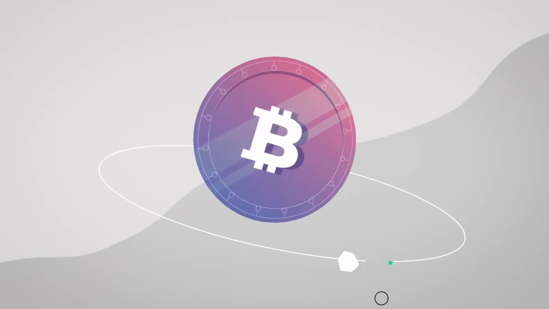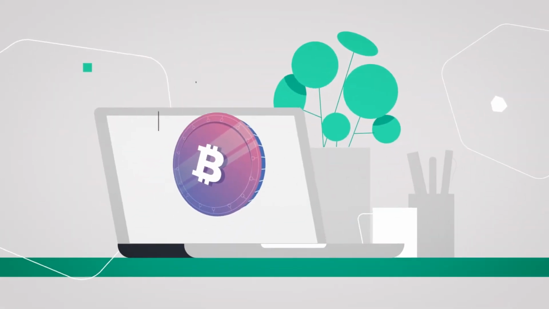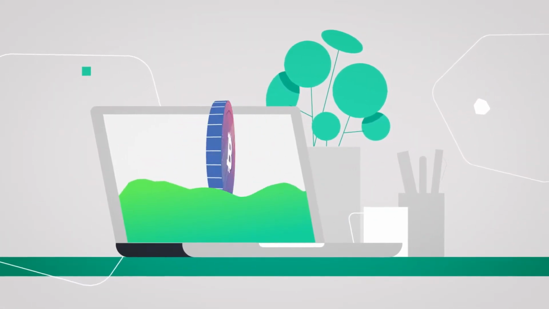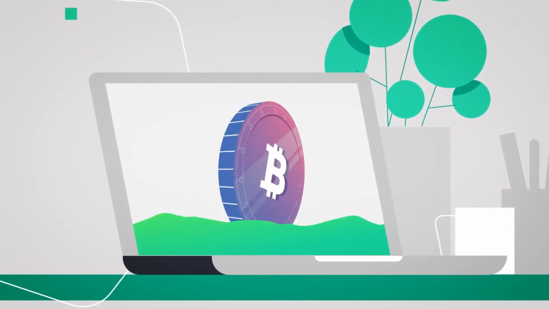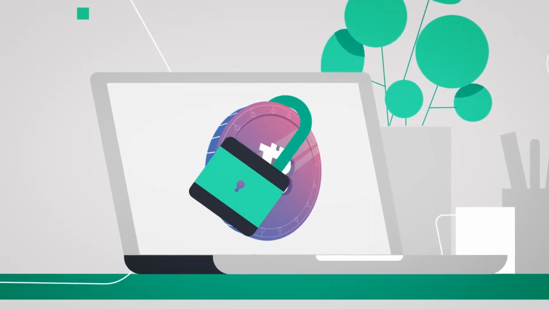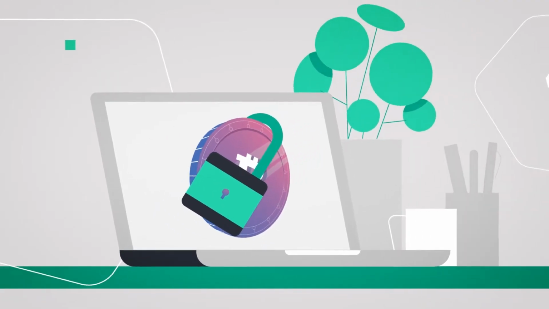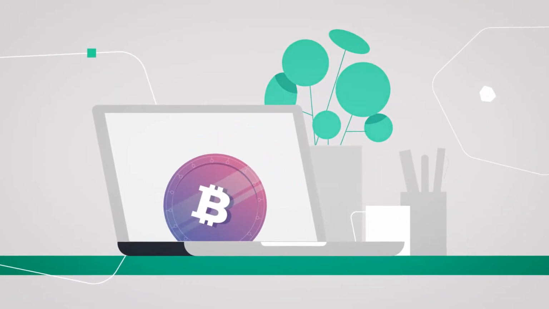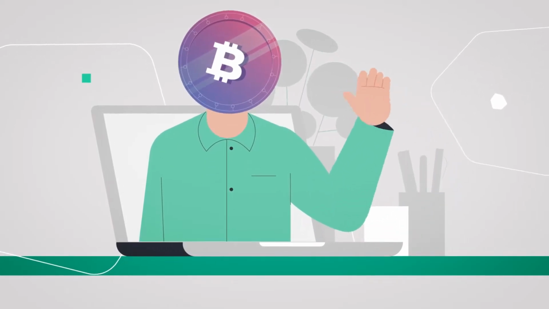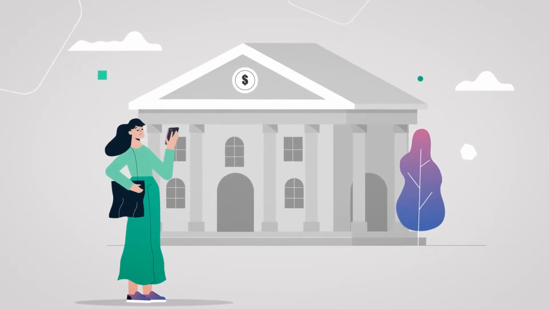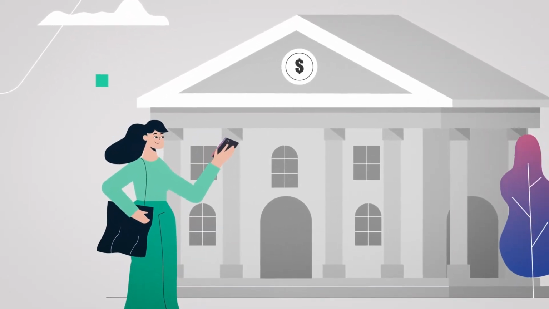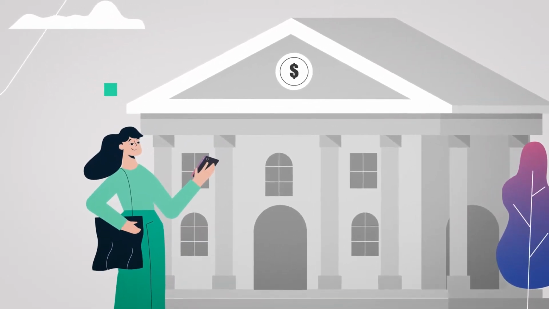What is cryptocurrency? Cryptocurrency, or crypto, is a digital currency. It exists only online. It's called crypto because it uses encryption, or a code, to verify and secure transactions. Cryptocurrency is purchased from crypto brokers and stored in digital wallets. Unlike conventional banking, crypto isn't tied to a centralized bank, nor is it overseen by a regulating authority.